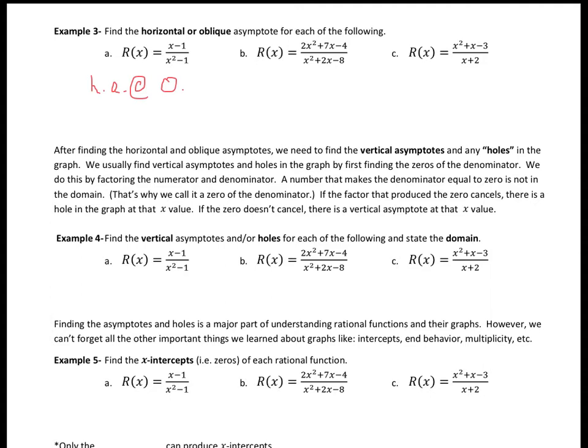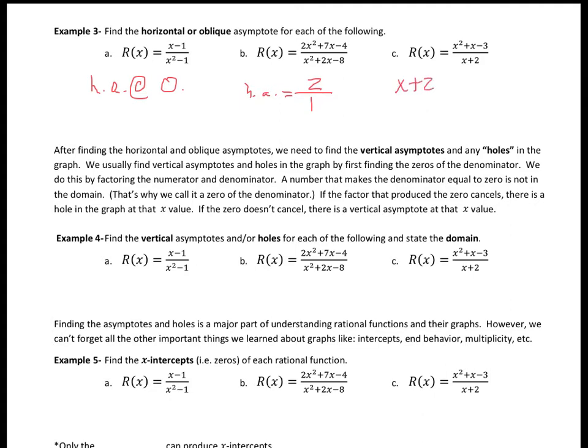When the degrees are the same, on part B, it's our leading coefficient. So what's the leading coefficient of the numerator? It is 2, correct. What's the leading coefficient of the denominator? 1. So we have a horizontal asymptote at 2 over 1, or at 2. All right, part C, now we have to divide this one out.